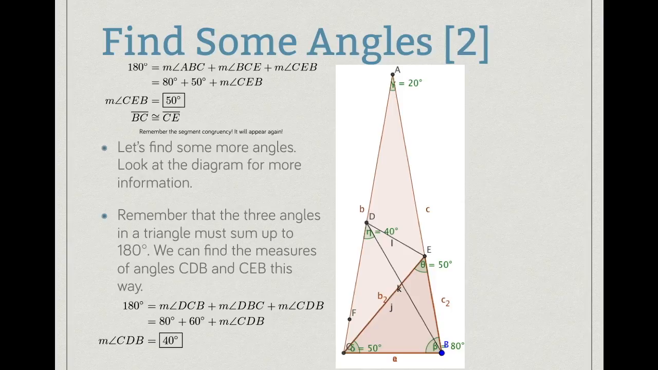Remember that the three angles in a triangle must sum up to 180 degrees. We can find the measures of angles CDB and CEB this way. Doing the math, we find that the measure of angle CDB is 40 degrees and the measure of angle CEB equals 50 degrees. This also gives us that triangle CBE is isosceles, with segment BC congruent to segment CE, since angles CEB and BCE are base angles.